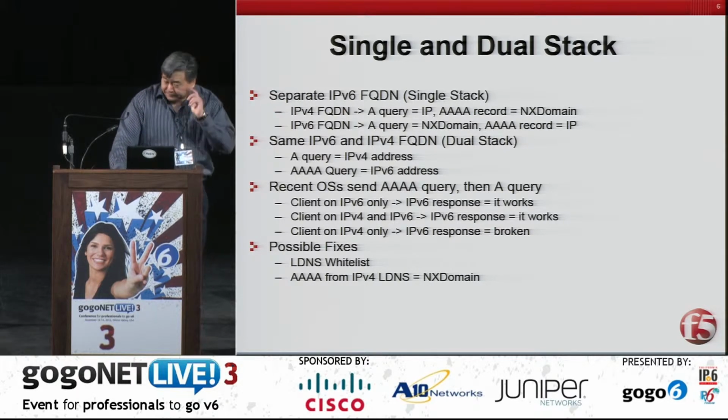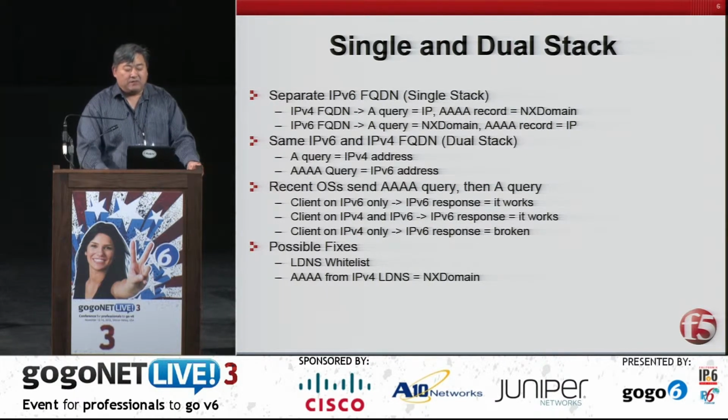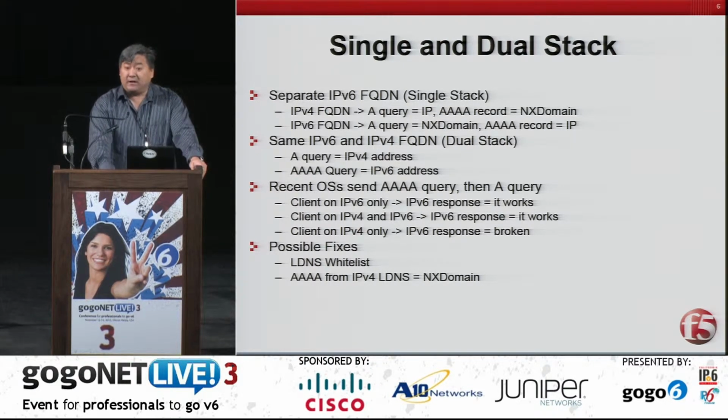And so we typically want a dual stack, where you have a single name that's presenting both IPv4 and IPv6. In this case, if you send an A query, you'll get an IPv4 address back. Quad A, you'll get a v6 address back. But one of the problems with this is that the operating systems on your new machines are basically going to send a quad A first and then an A.